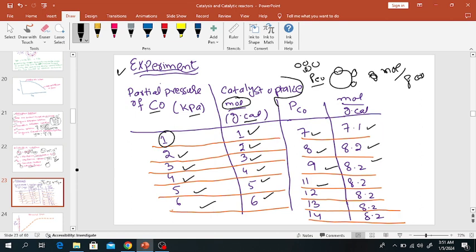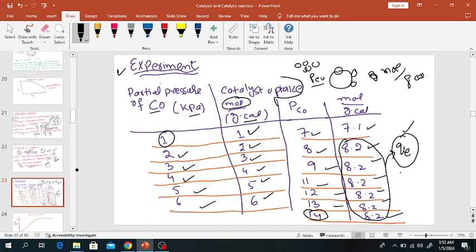So these are the experimental data. Here you can see when the partial pressure of carbon monoxide is 14 kilopascal, the adsorbent or catalyst uptake is 8.2. After about 7 kilopascal, the adsorbent uptake becomes constant. This is the equilibrium uptake, QE, the equilibrium uptake of the catalyst, because these are constant values. The partial pressure changes, but the uptake is constant.